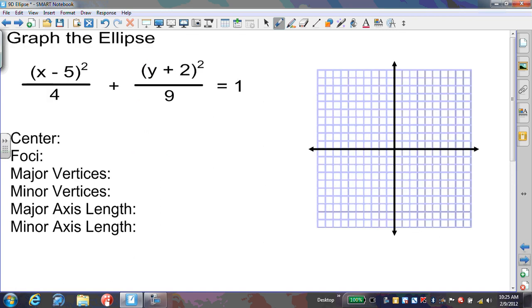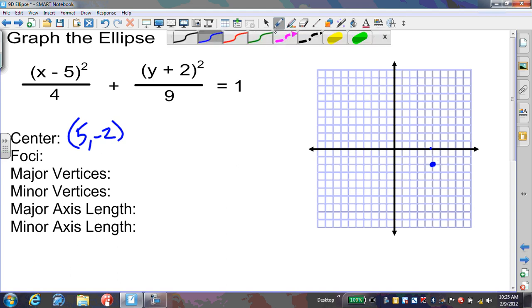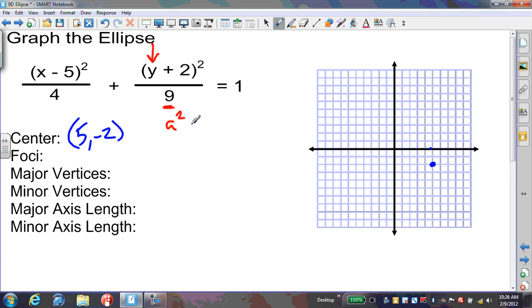In this first example, the first thing I'm going to do is identify the center. The center here is 5 comma negative 2. So I'm going to go over 5, 1, 2, 3, 4, 5, and then down 2. There's the center. Now I'm going to identify my major axis. This is the bigger number, so I'm along the y-axis. This is a squared, so to solve for a, you need to take the square root. The square root of 9 is 3. So I'm going to go up 1, 2, 3, and then down 1, 2, 3.